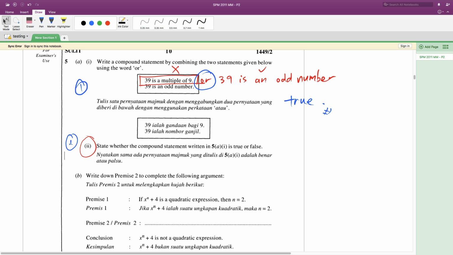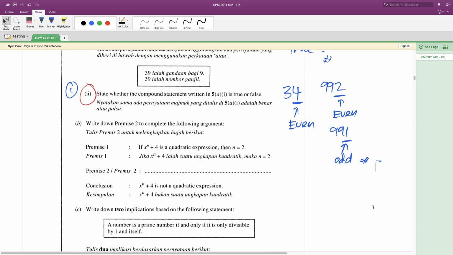It's very easy. What if the number is like 34, how can we determine whether the number is odd or even? We determine whether it is an odd or even number based on the last digit. If this is 4, 4 is an even number, right? So the whole number is even. If you have 992, the last digit is even, so this is even. If you have 991, the last digit is odd, so this one is an odd number. Do I answer your question, Sean? Should be okay, right? This is very easy to understand.